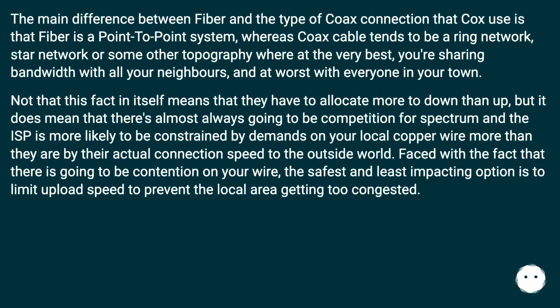The main difference between fiber and the type of coax connection that Cox uses is that fiber is a point-to-point system, whereas coax cable tends to be a ring network, star network or some other topology where at the very best, you're sharing bandwidth with all your neighbors, and at worst with everyone in your town. Not that this fact in itself means that they have to allocate more to down than up, but it does mean that there's almost always going to be competition for spectrum and the ISP is more likely to be constrained by demands on your local copper wire more than they are by their actual connection speed to the outside world. Faced with the fact that there is going to be contention on your wire, the safest and least impacting option is to limit upload speed to prevent the local area getting too congested.